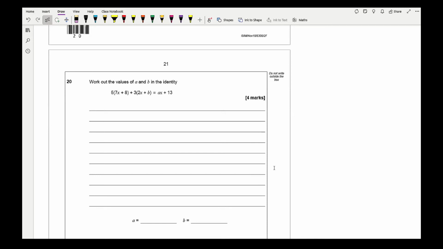Then moving on to question 20, it says work out the values of a and b to the identity. Now an identity basically means that the left hand side can be algebraically written as the right hand side. It's basically approximately the same. So what we're going to do is multiply out this left hand side.